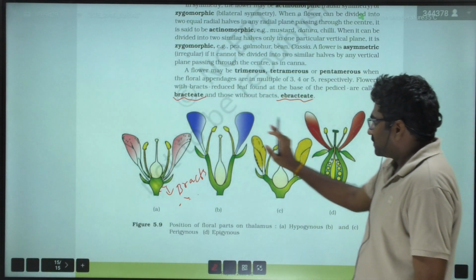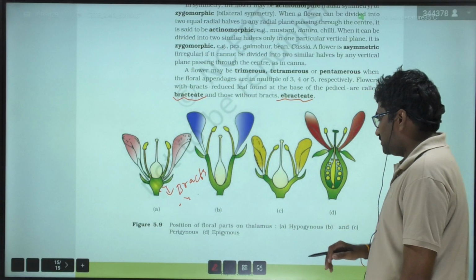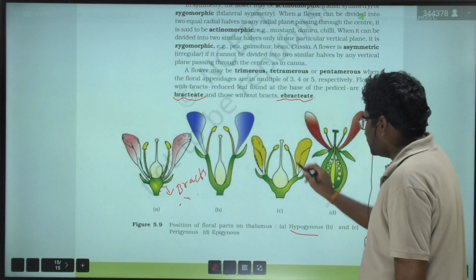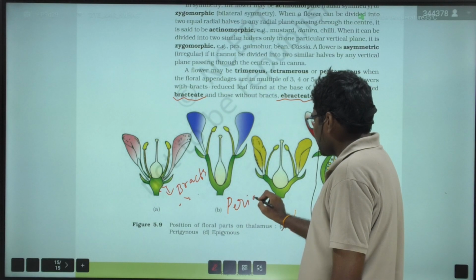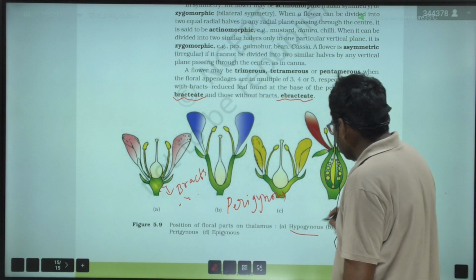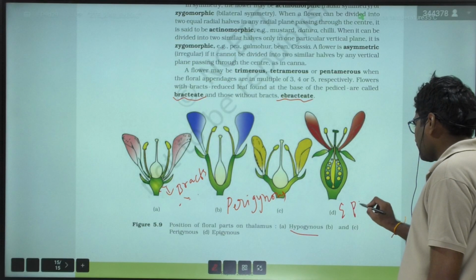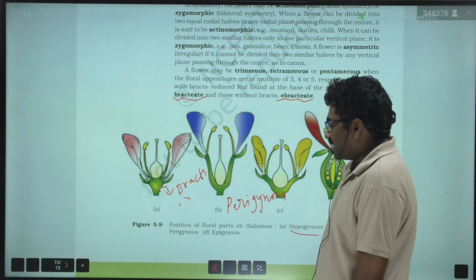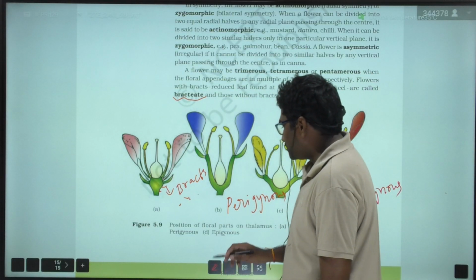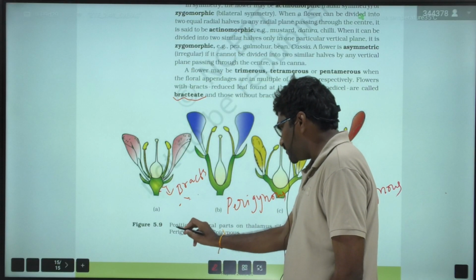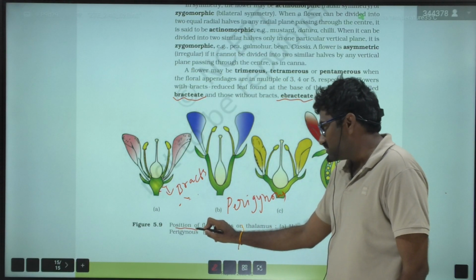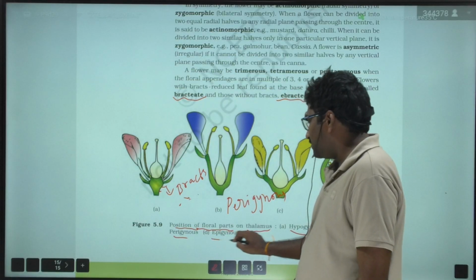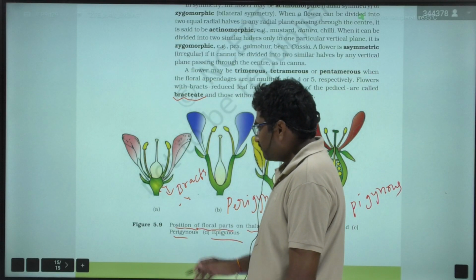And here these are the types of flowers. We have mainly three types of flowers. One is hypogynous, these two indicate perigynous, and this one indicates epigynous. Epigynous, very important. This classification of flowers is mainly based on the position of floral parts on the thalamus: hypogynous, perigynous, and epigynous.